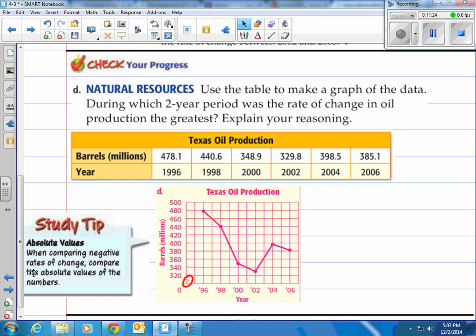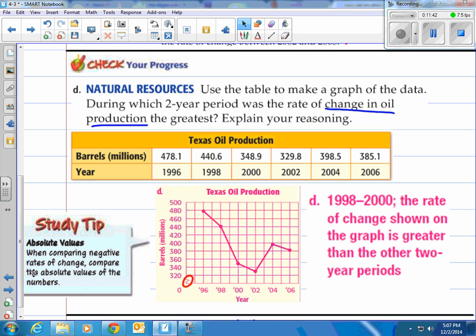Now again, it says, during which 2-year period was the rate of change in oil production the greatest? Doesn't matter if they're just asking for the change in oil production, not if it's positive or negative, just which one is the greatest change in the oil production. All right. How do we explain this? We're going to take a look. It says from 1998 to 2000, right here. You can tell the rate of change shown on the graph is greater than the other 2-year periods. So any other 2-year periods that you see, this one's steeper. So we might say it's steeper than the others.